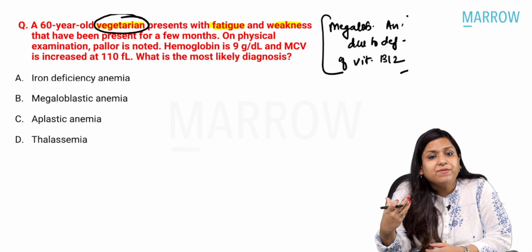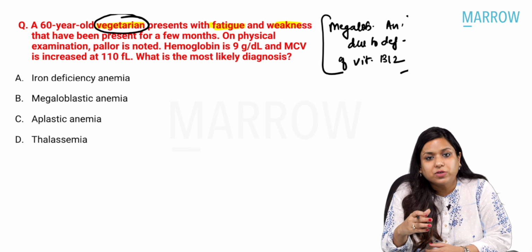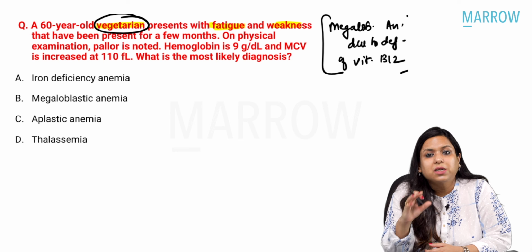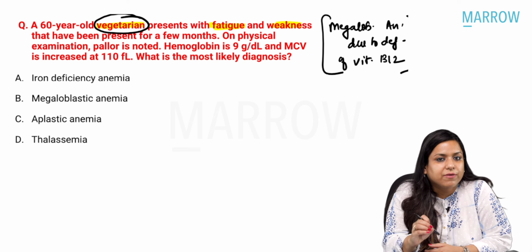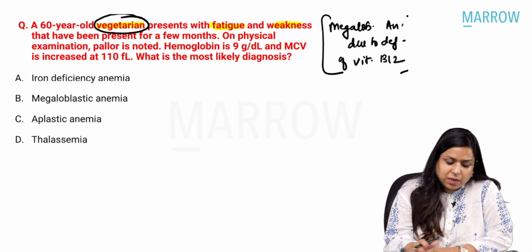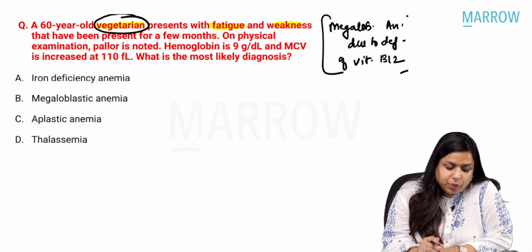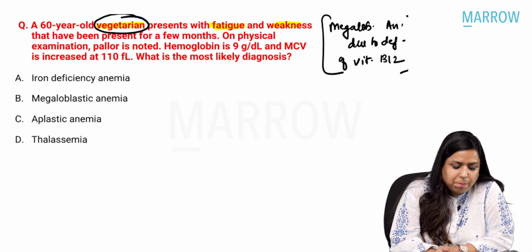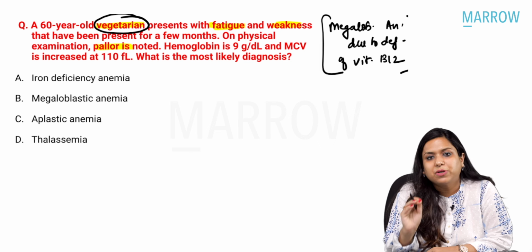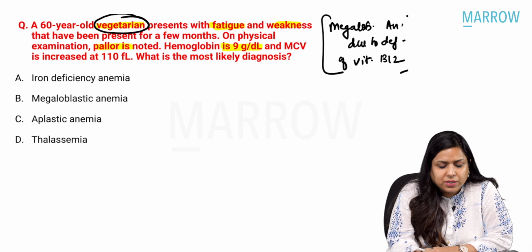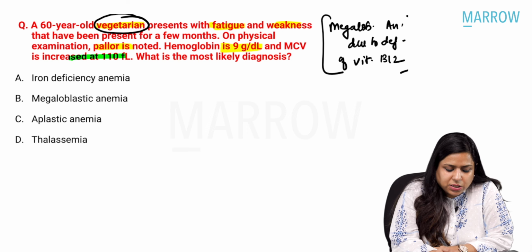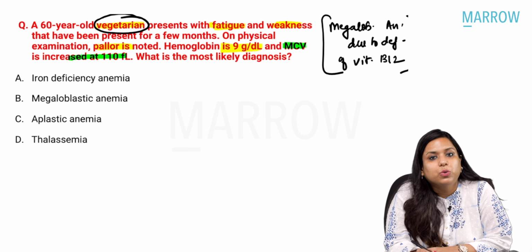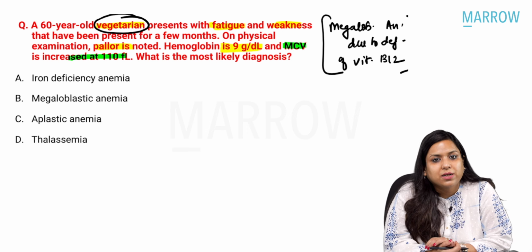So students, I am a vegetarian. I have vitamin B12 deficiency. These days you will see that a lot of patients who are vegetarians, they are having vitamin B12 deficiency, right? Let us see what the question is. On physical examination, pallor is noted. That means my patient has anemia. Hemoglobin is 9, the patient has anemia. MCV is increased at 110 femtoliters. What is the most likely diagnosis?